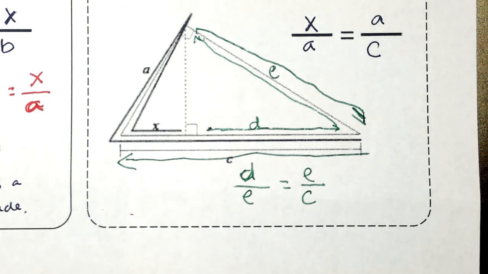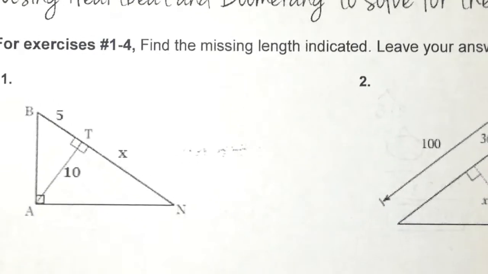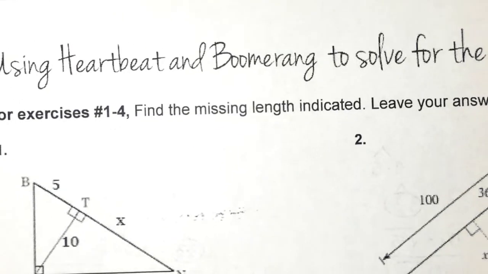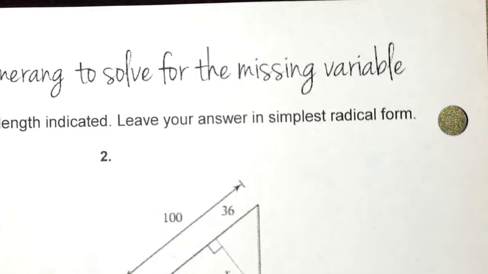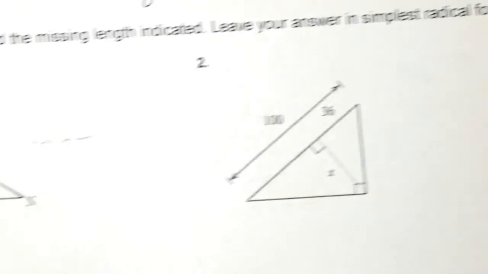Alright, ain't nothing to it but to try it. First thing you need to be able to do on these is identify which method you're using. And until y'all get good at this, I always want you to label that first, so I know if you're even choosing the right method when you're starting out. Using heartbeat and boomerang to solve for the missing variables. Find the missing length indicated. Leave your answer in simplest radical form.